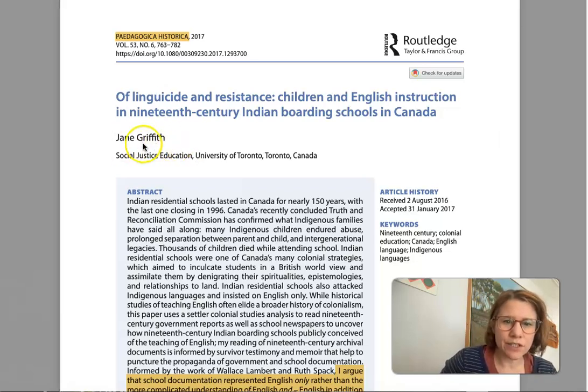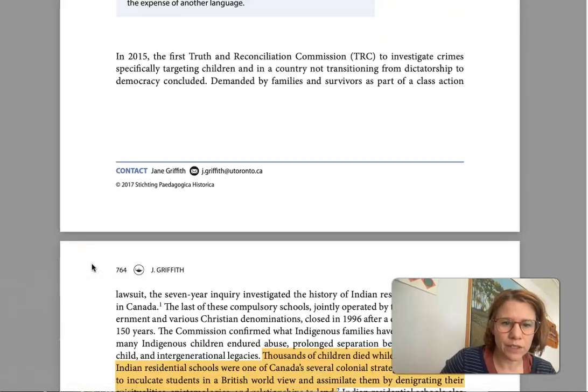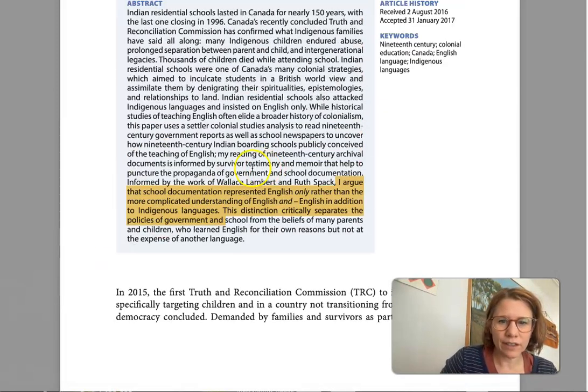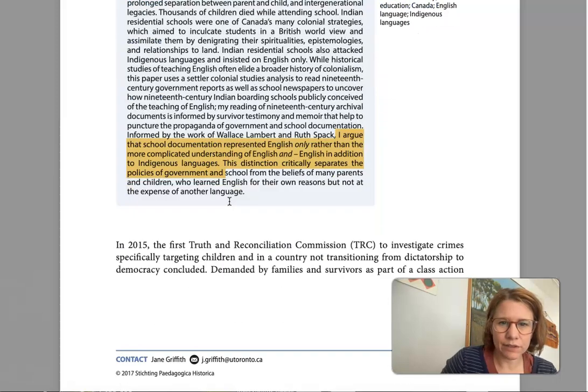The author, as I mentioned, is Jane Griffith. If you were going to cite this article, you would cite Griffith as the author's last name, and also make note of whichever page number you are taking information from. Just to note, the page numbers are up here in the top corner. I've highlighted a couple of key passages in the article that I want to bring attention to.